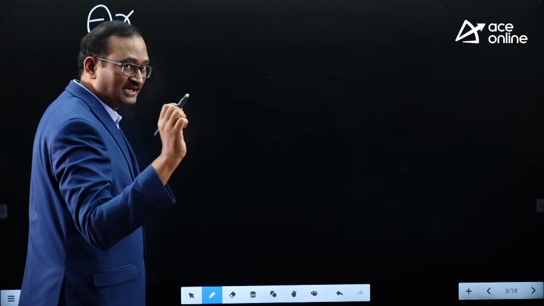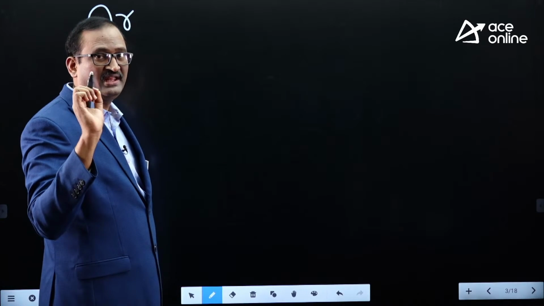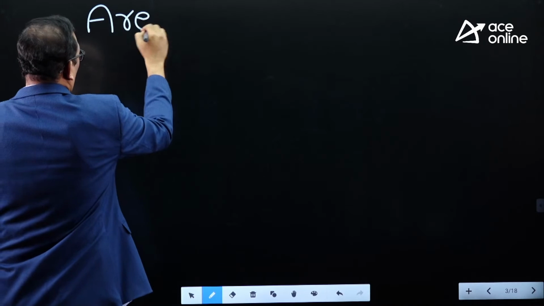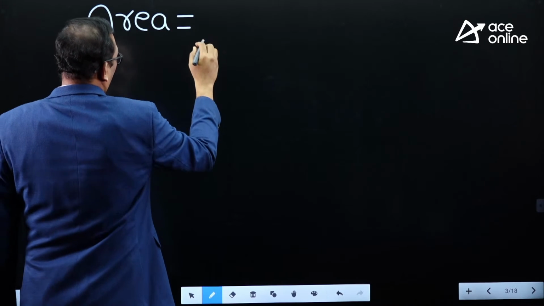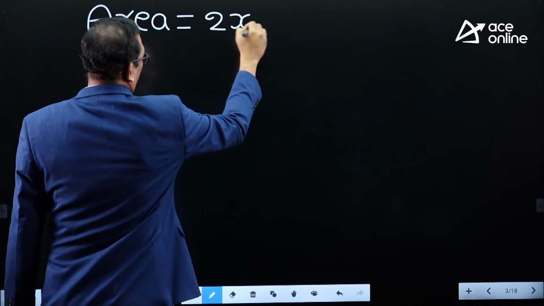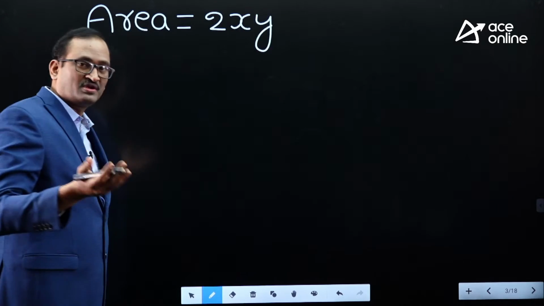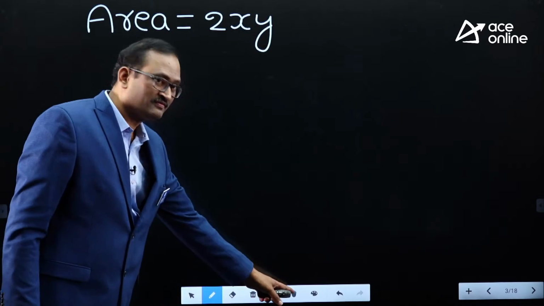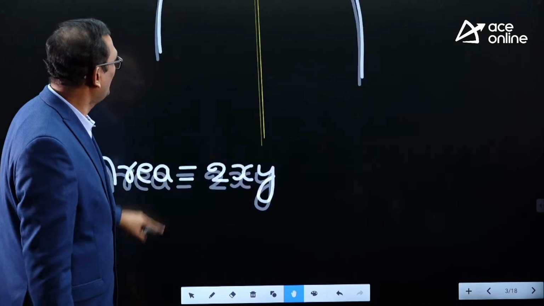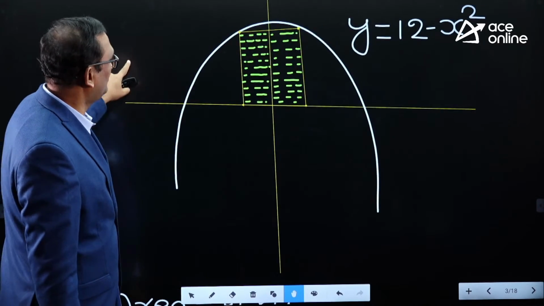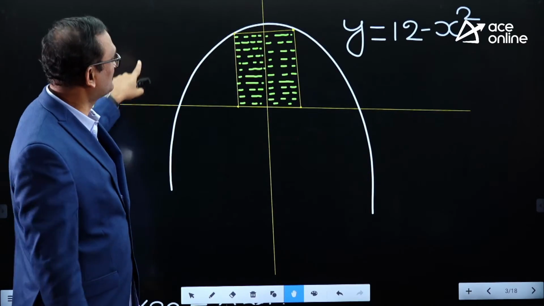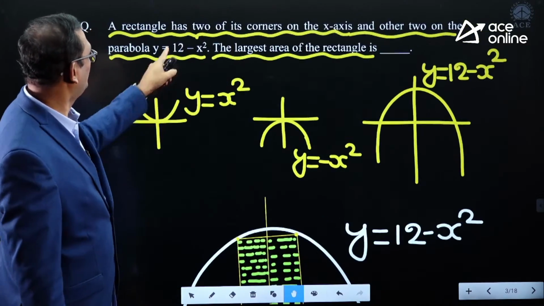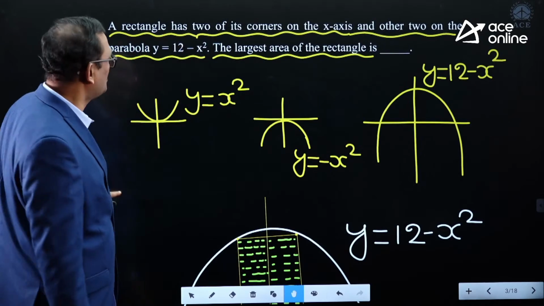So remember, let x be the breadth and y be the length. So the area of the rectangle is 2xy. But the y value is given in the statement of the question. What is the y value? That we were given already. Y value is 12 minus x square. Substitute it there.